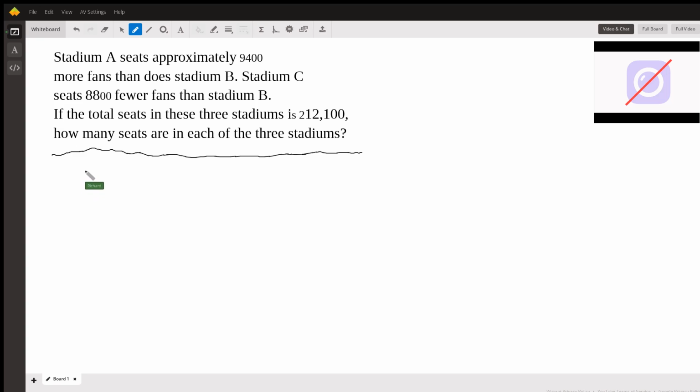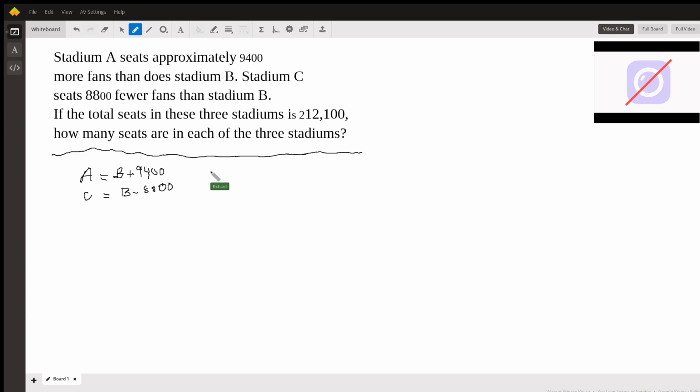So the problem says that A has 9,400 more than B, so this is just A equals B plus 9,400. That's easy enough, you take that sentence and turn it into an equation. The next sentence is another equation, which says that C is equal to B minus 8,800. Now we have this last sentence. I think it's a good approach to read each sentence and write out an equation.